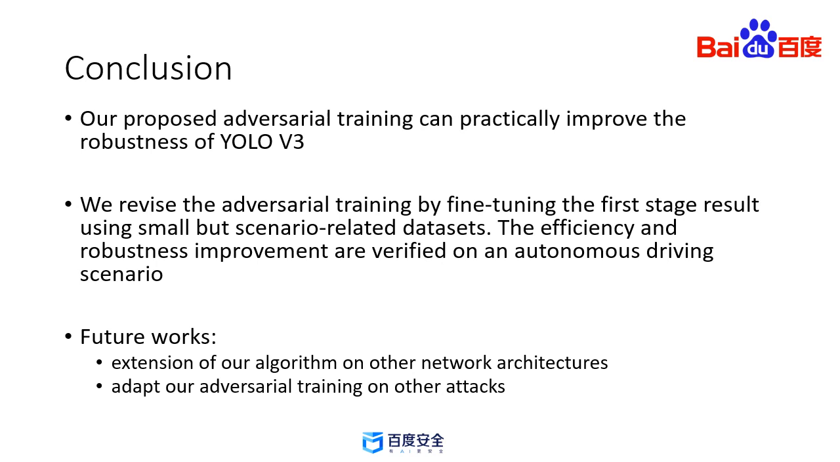But there is still much work to be done in the future. For example, the extension of our algorithm to other network architectures such as SSD and RCNN. And a common problem with adversary training is that it only works on the attacks that it is trained on. Our two-stage adversary training partially serves as a regularizer which punishes the model for overfitting. But how to fully adapt our adversary training to other attacks, such as fast gradient sign, is still a challenge for future work.